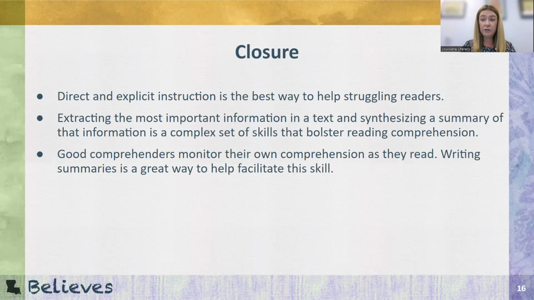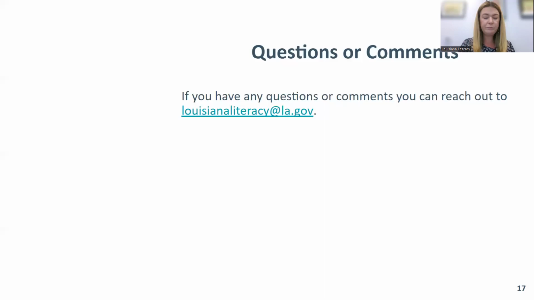Good comprehenders monitor their own comprehension as they read. That's one of the things that good comprehenders do. And writing summaries is a great way to help facilitate that particular skill. So if they're not automatically monitoring their own comprehension as they read, forcing them to write summaries and start to summarize as they read helps them to internally develop that skill if they don't already have it.